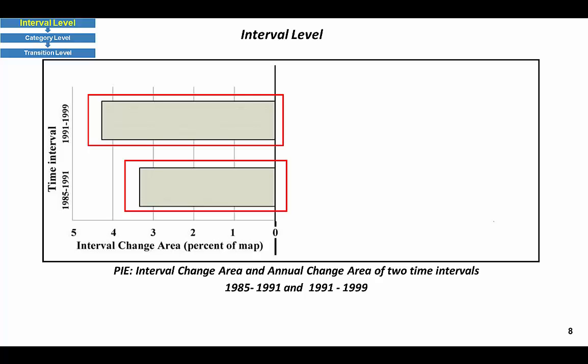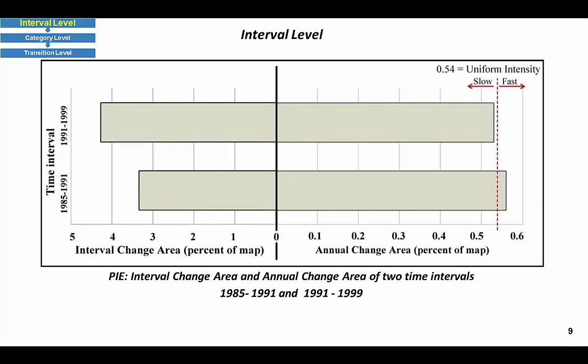It will be helpful to visualize the annual change, which is the temporal intensity of change. The temporal intensity of change is the size of the change divided by the number of years of the duration of the time interval. The bars on the right side of this figure show the annual change area for each interval. The dashed line is a uniform line, which would be the annual change if all the changes were distributed uniformly across the entire temporal extent.